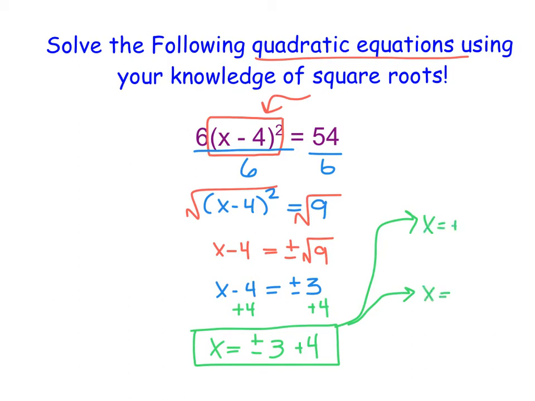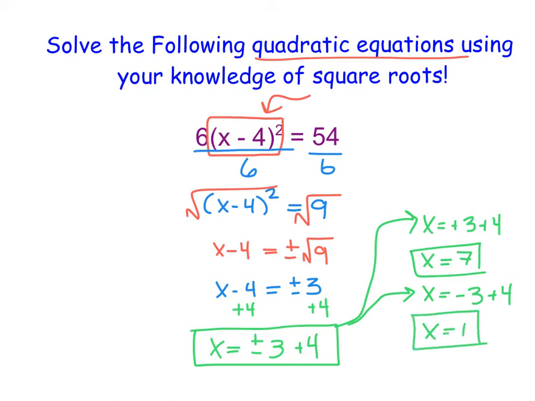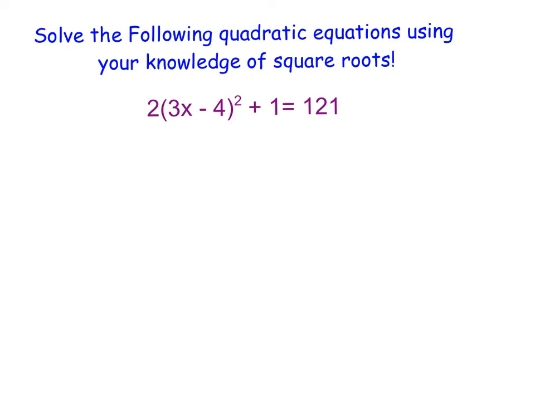X is equal to a positive 3 plus 4, which in this case gives us x is equal to 7. Or x is equal to a negative 3 plus 4, which has x is equal to 1. So we have two answers for x here. X is equal to 7 or x is equal to 1. And if we were to take either of these values and put them back into this original equation, it would become true.